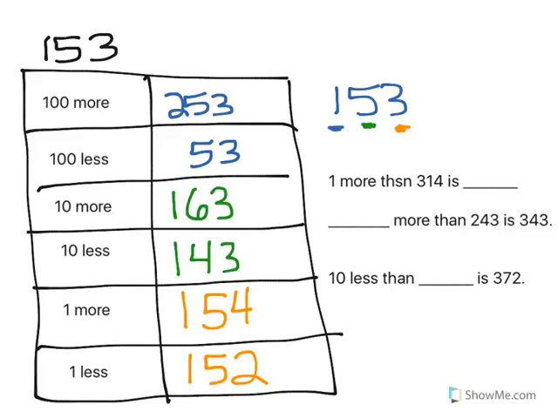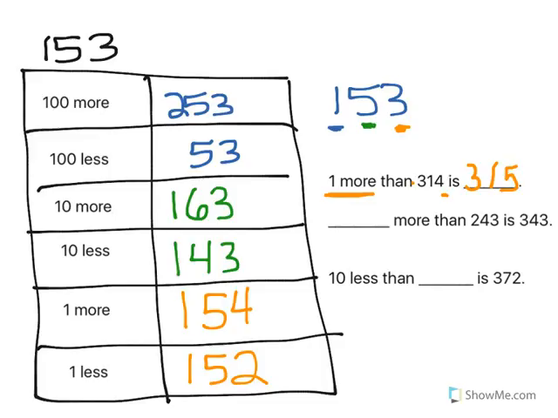You don't need to just have a chart to compare numbers either, though. You can have sentences that will allow you to compare the numbers. So, my first one is 1 more than 314 is. So I know that I'm doing 1 more than 314. So if I'm doing 1 more, I'm looking at my ones place. And 1 more than 4 is 5. So that means 1 more than 314 is 315.